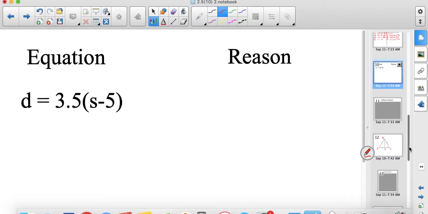In your homework, you are going to see some problems like this that ask you to solve for X or solve for Y. To solve for a variable means to get that variable by itself. Meaning I need to solve this equation for S, so I've got to get S by itself. Very first thing to do, we're going to take this 3.5 and distribute it in.